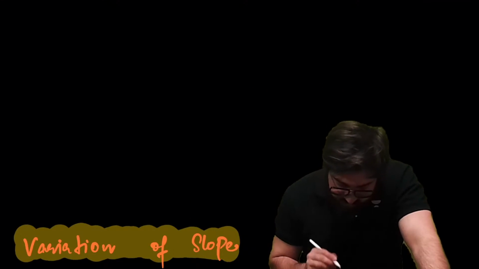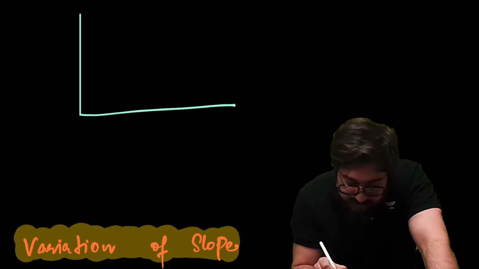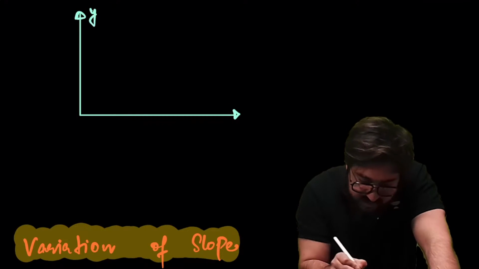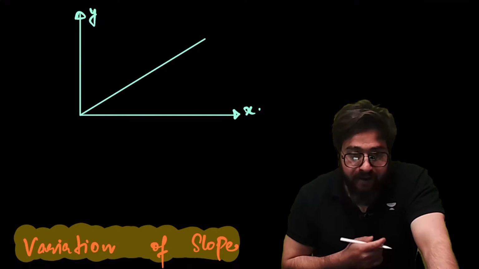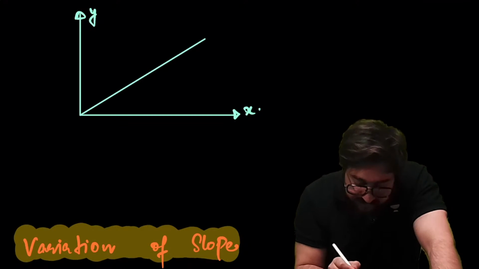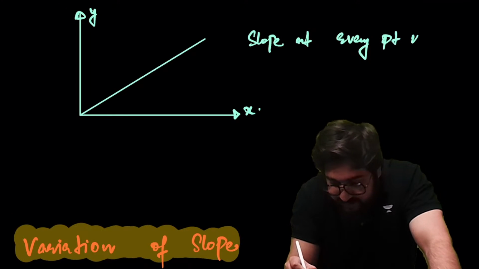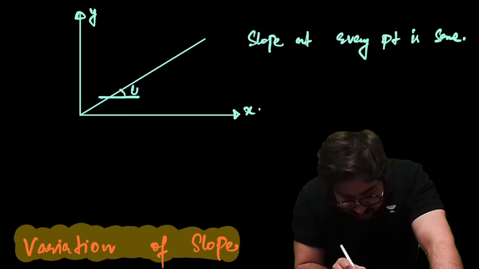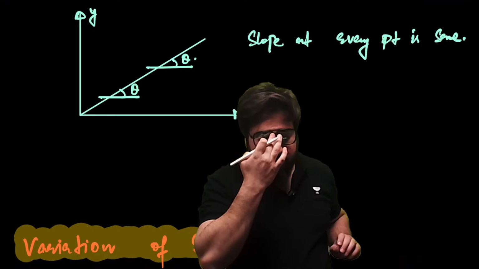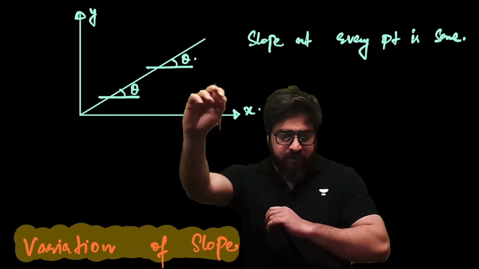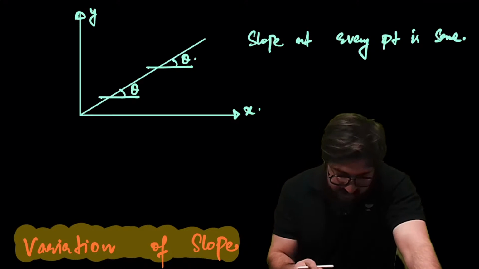Now see, let's suppose we have, my dear friends, in this particular case, y versus x, and this is a straight line. Listen to me very carefully. In case of a straight line, we say slope at every point is the same. Why? Because at every point it is making the same angle with the x-axis. That's why we say slope at every point is the same in case of a straight line.